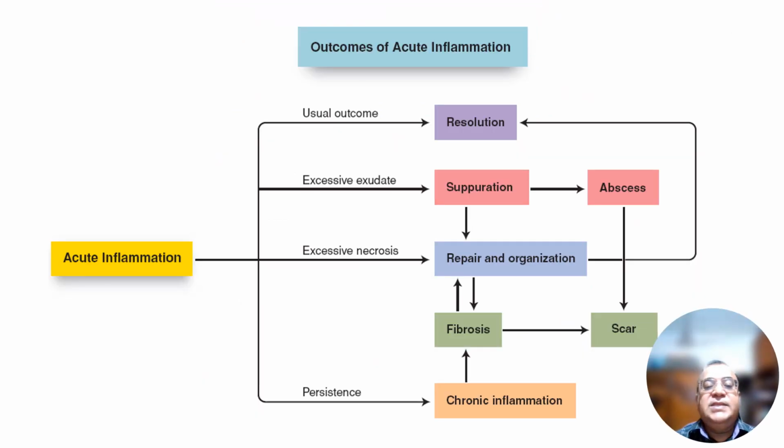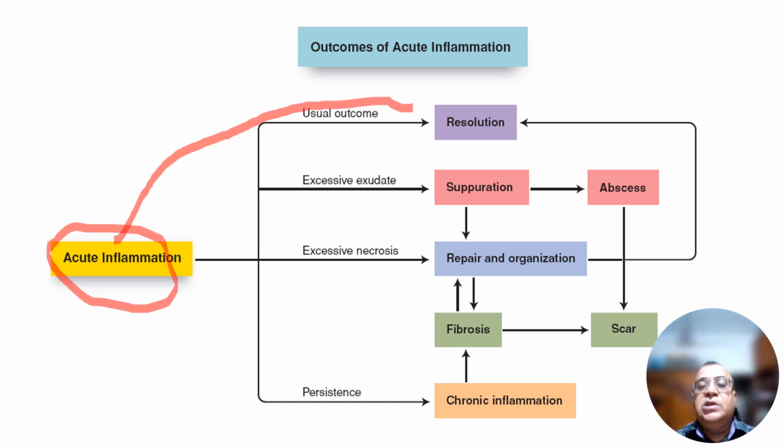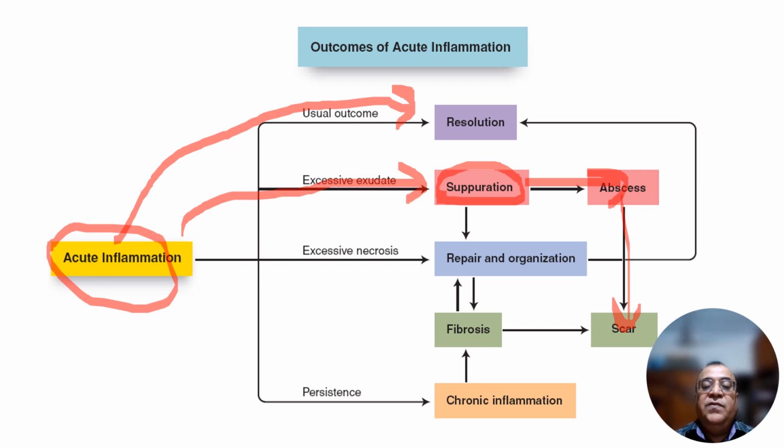This flowchart is summarizing the events. Acute inflammation may undergo resolution, complete resolution, that is the usual outcome, or if there is excessive exudate, there will be suppuration and abscess formation. Abscess formation may directly lead to the formation of a scar. When there is excessive necrosis of the tissue, it will lead towards the repair and organization of this site, and there will be fibrosis.